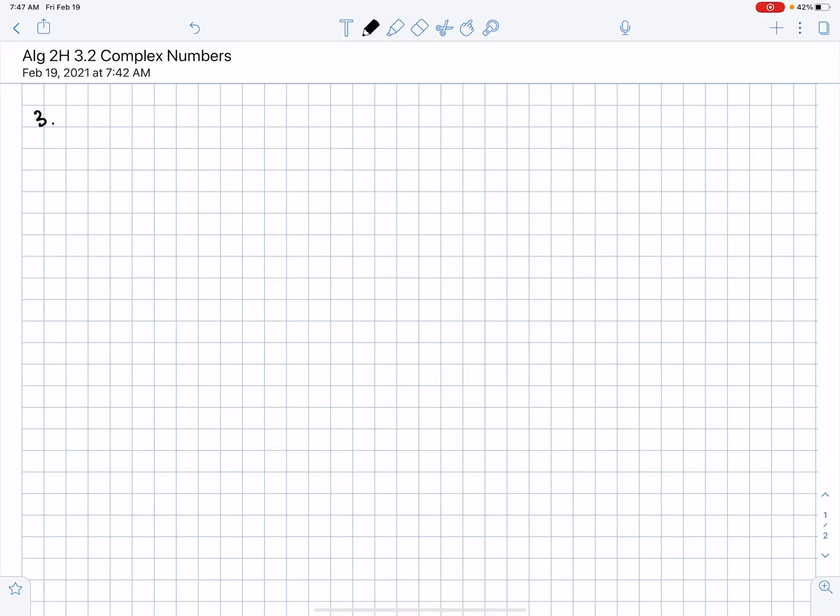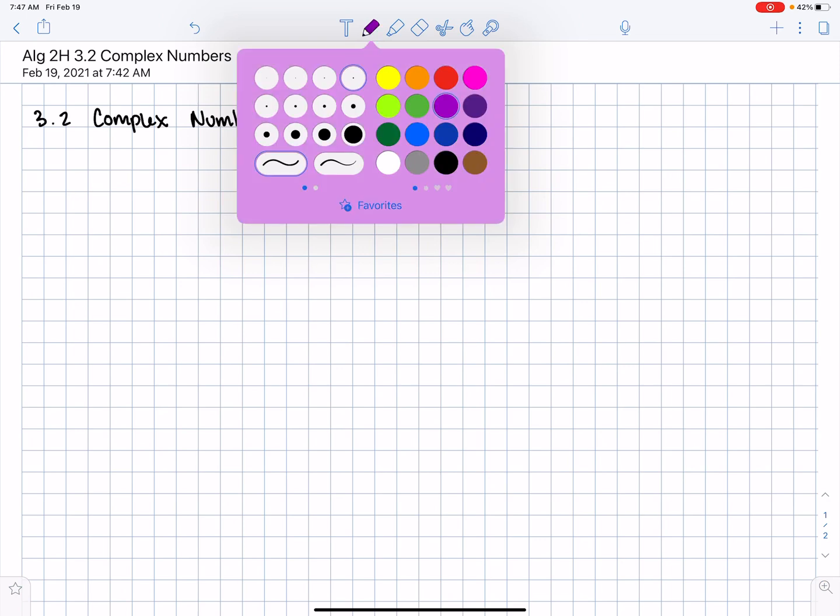Welcome to 3.2, Complex Numbers. I'm starting off this lesson with a question for you.